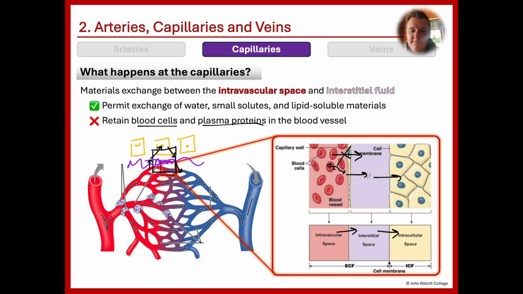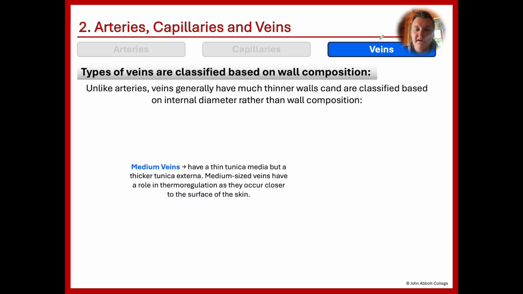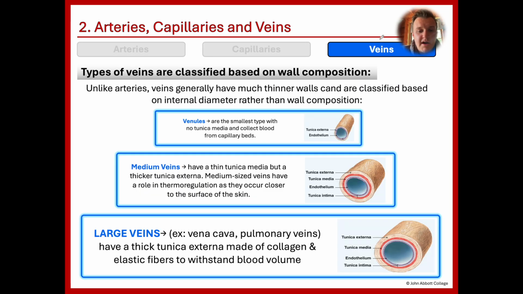So we actually want to retain, under normal circumstances, the red blood cells here and the plasma proteins. Remember albumin, remember the globulins, remember fibrinogen. All of that should stay over here in the vessel, right? So these big albumin molecules will stay in here because they don't fit through these little slits here, okay? So that was for the capillaries.